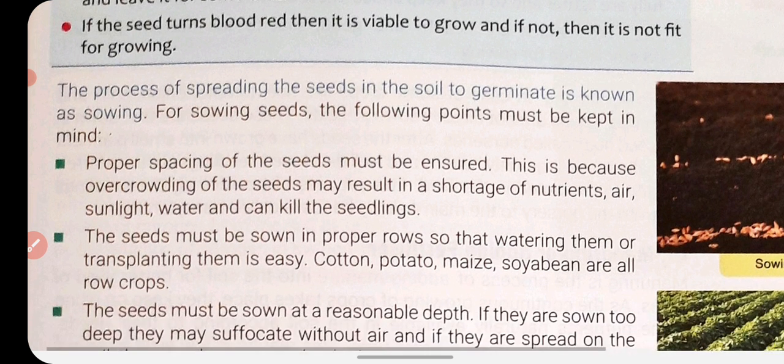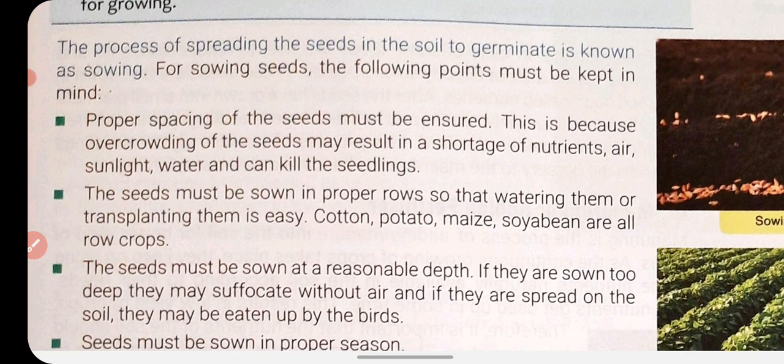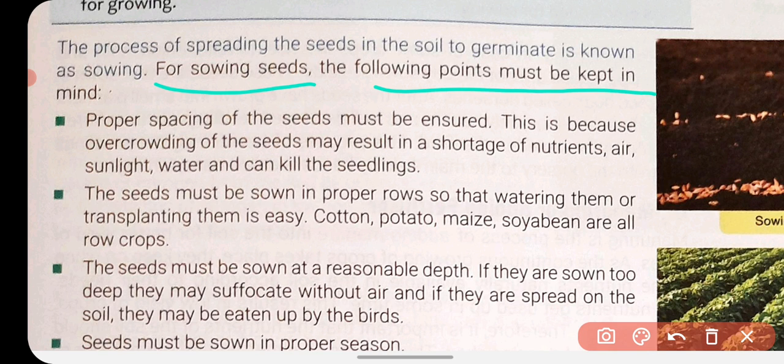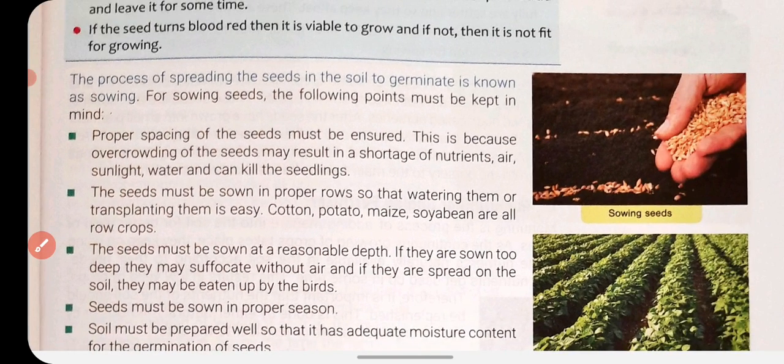Now the process of spreading the seed in the soil to germinate is known as sowing. What is sowing? Sowing is the process of spreading the seed in the soil to germinate. That is called sowing. For sowing seeds, the following points must be kept in mind. So what are the points you should keep in your mind for sowing the seeds?